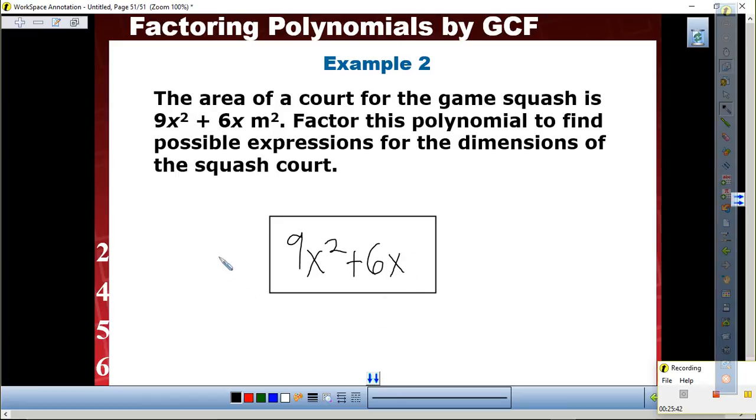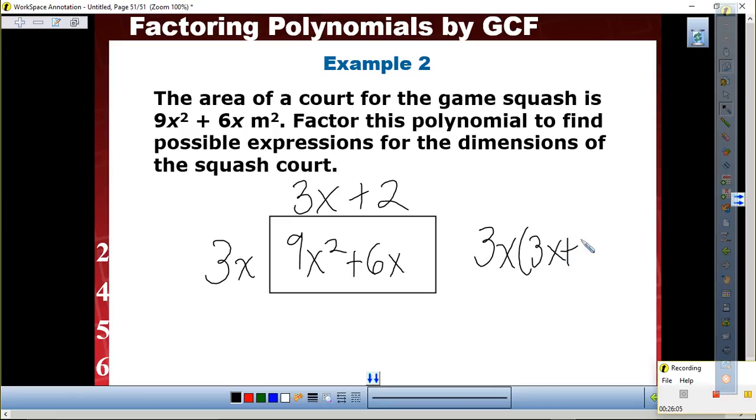We need to factor that. Therefore, what is the first factor? Everyone. 3x. So with that, can we find the other dimension? Yes. What are my other dimensions? 3x plus 2. So the dimensions of this court is 3x times 3x plus 2 meters.